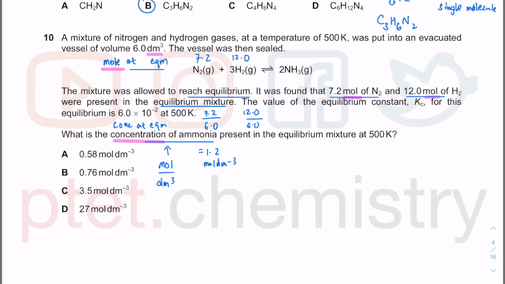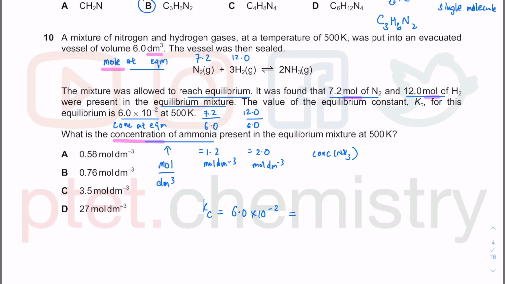12.0 divided by 6.0, I get 2.0 mole per dm cubed. The calculator will not show me 2.0, but we need to be appropriate and sensible based on the information given. Now I want to find the concentration of the NH3 at equilibrium. Well, I look at the expression. The Kc is 6.0 times 10 to the minus 2. So that is the thing there.